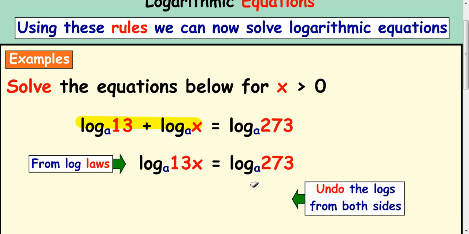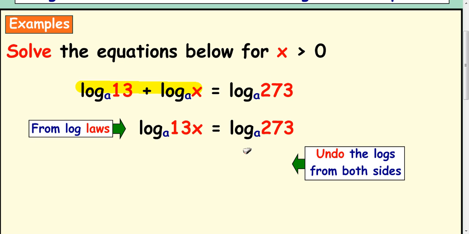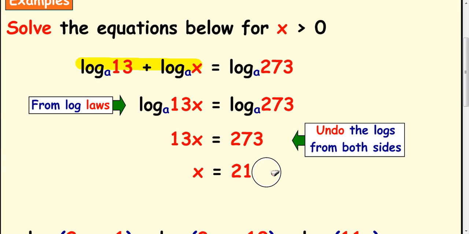Now what we can do here is undo the logs from both sides, because the same operation is happening to both sides of the equation. So we can cancel this out and really we get 13x is equal to 273. This is really what we're trying to do in each equation: get down to this point where we can undo the logs. So 13x is equal to 273. We divide through by 13, and we get an answer of 21.